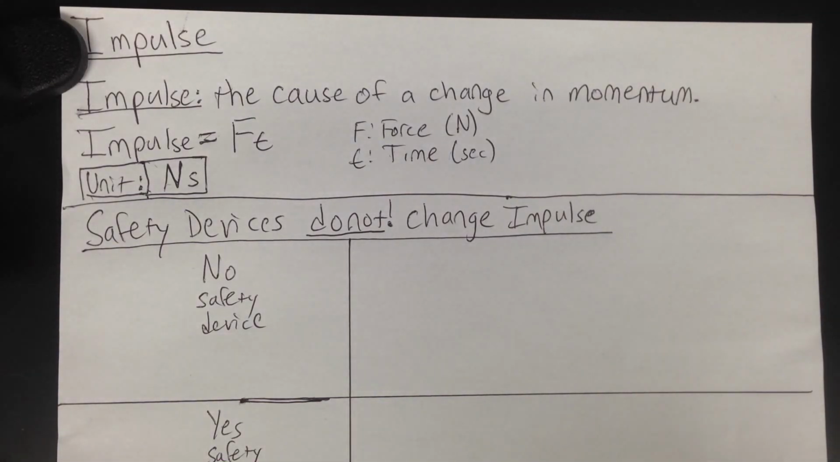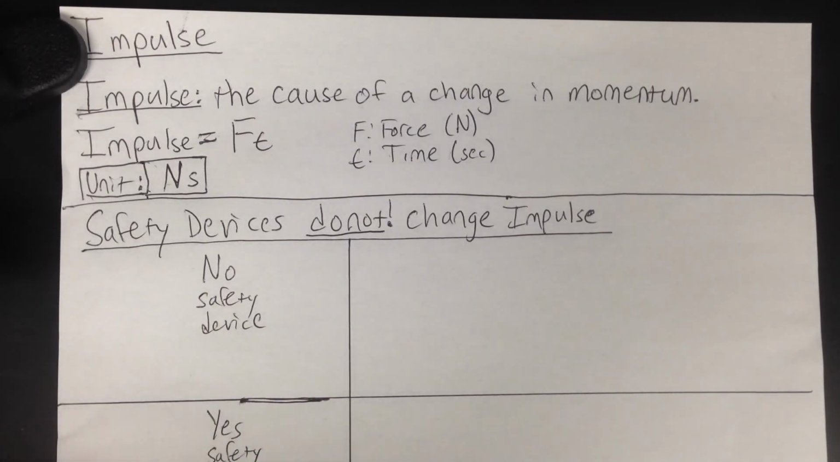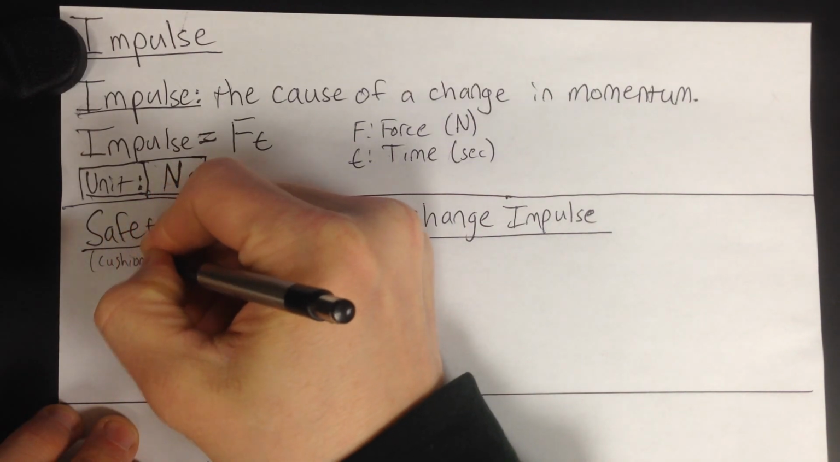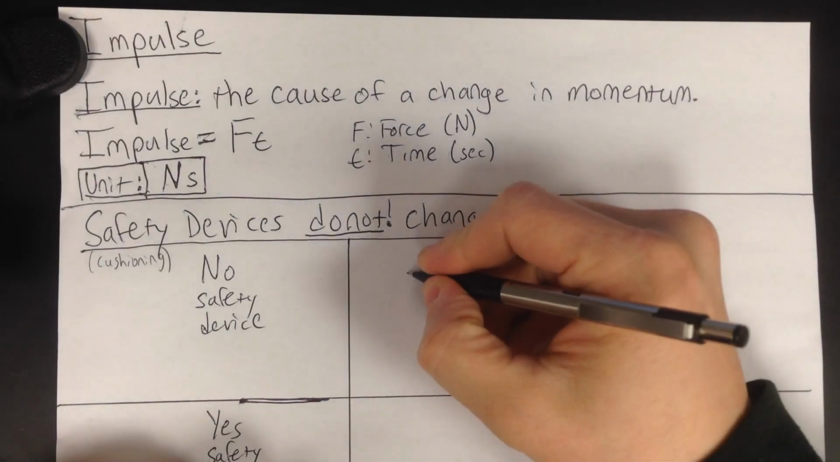And the important concept with impulse is safety devices, such as an airbag, such as bending your knees when you jump and you hit the ground, or giving when you catch something. All these cushioning safety devices, you can write safety cushioning devices, they're the same thing. They do not change impulse. So let's give you an example.